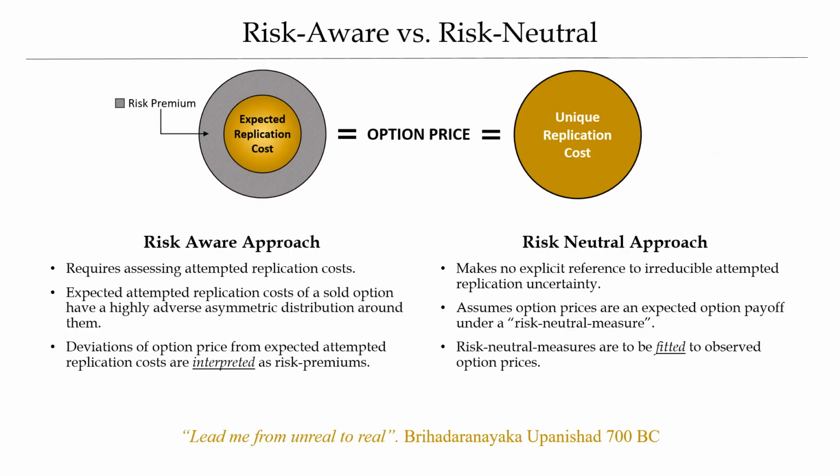In the risk-aware approach, we assess costs of attempted replication of a sold option. This attempted replication cost has an adversely asymmetric distribution. There is no perfect hedge in the real world. We define the deviation of an option price from the expected replication cost as a risk premium.